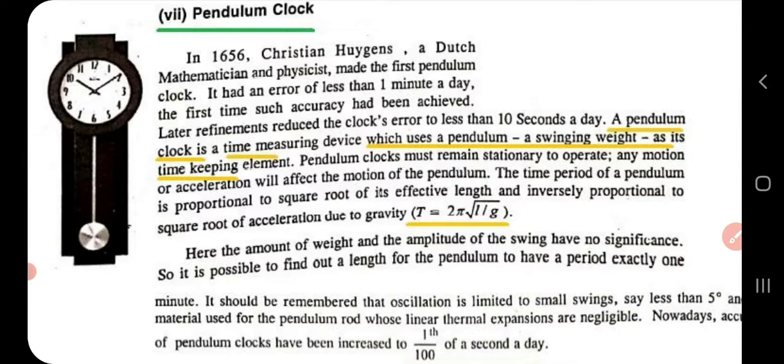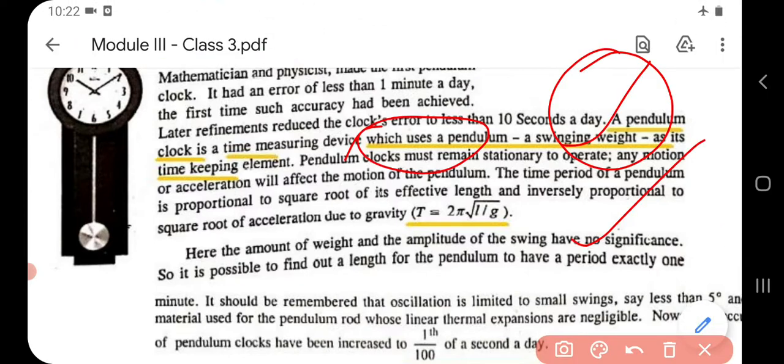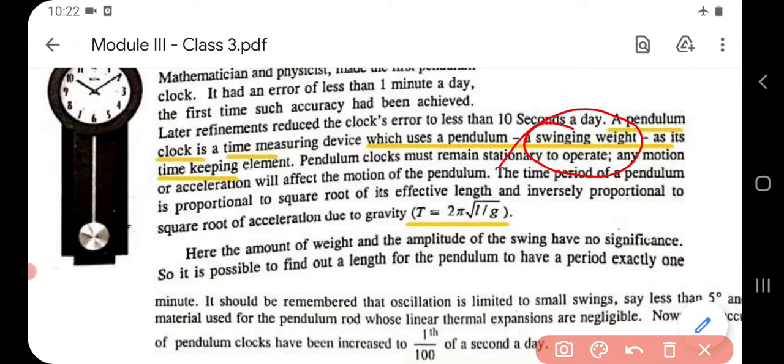Now let us see the definition for a pendulum clock. It is a time measuring device which uses a pendulum, that is, a swinging weight, as its time keeping element. So the pendulum is nothing but a swinging weight, and it is the time keeping element of the pendulum clock. So any motion or acceleration will affect the motion of the pendulum.